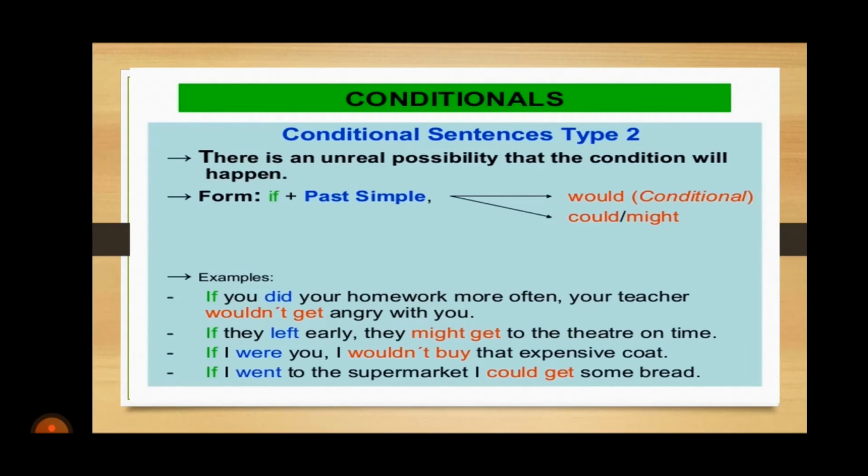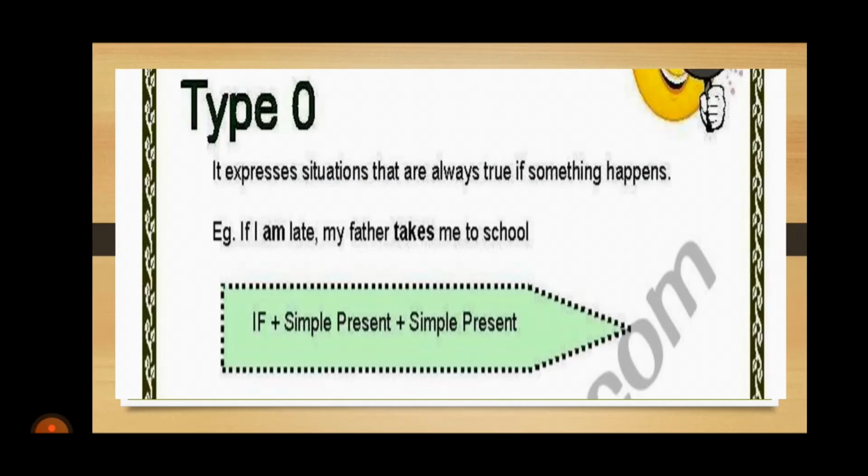And also here, if plus simple past plus would plus verb, or else you can use modal verbs in the past tense, could and might, very often they use that. If I were you, I wouldn't buy it. This is the pattern that is given. If I went to the supermarket, I would get some bread. Could get some bread. Instead of would, they are using could here. And might get also they are using in the sentence. So probably this is for the second conditional class.